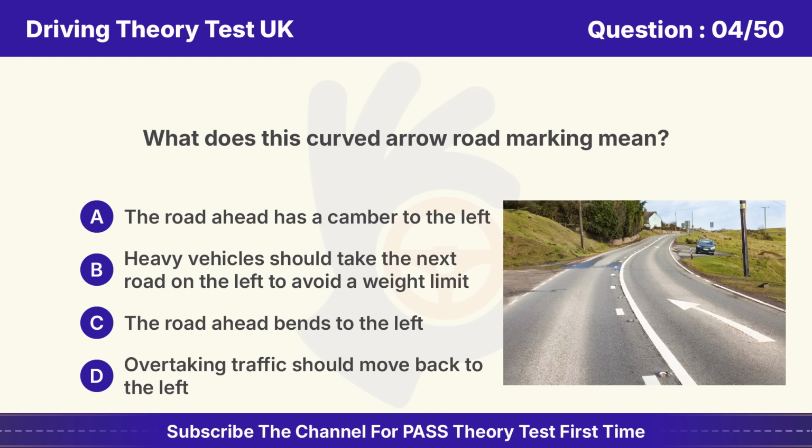Question 4. What does this curved arrow road marking mean? Option A. The road ahead has a camber to the left. B. Heavy vehicles should take the next road on the left to avoid a weight limit. C. The road ahead bends to the left. D. Overtaking traffic should move back to the left. Answer is D. Overtaking traffic should move back to the left.